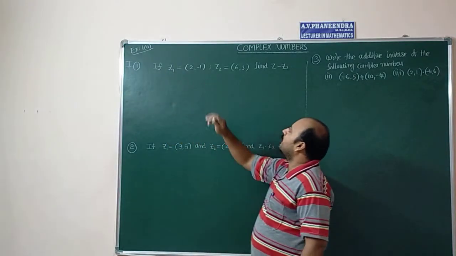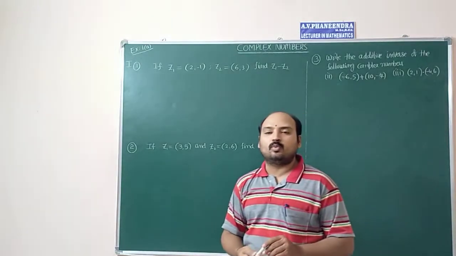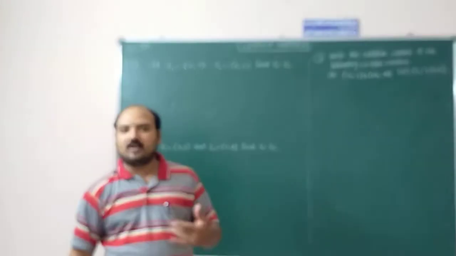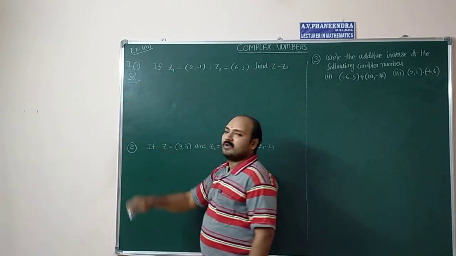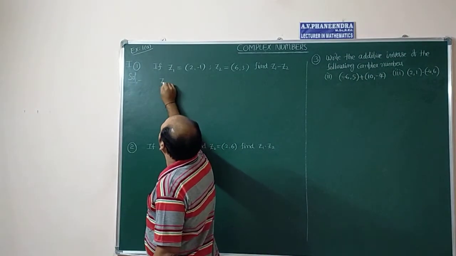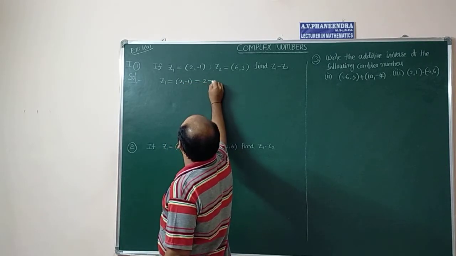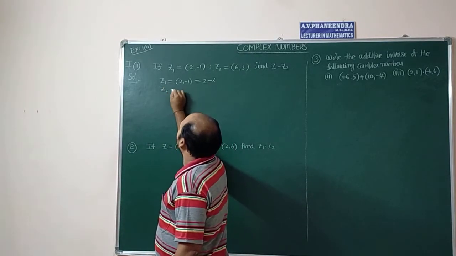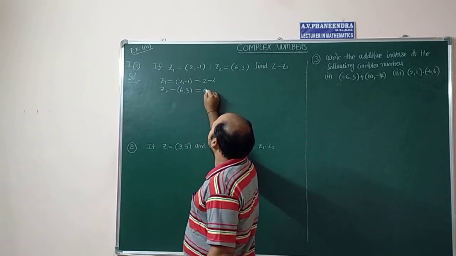If z1 equal to 2 comma minus 1, z2 equal to 6 comma 3, find z1 minus z2. That means the subtraction of two complex numbers. The question is related to this one. So first of all, write the given complex number in the form x plus iy. Given z1 is equal to 2 comma minus 1, this can be expressed as 2 minus i. Given z2 is the complex number 6 comma 3, that is 6 plus 3i.